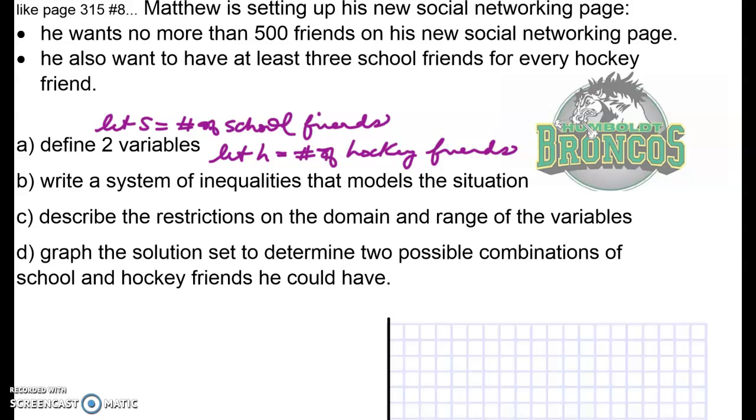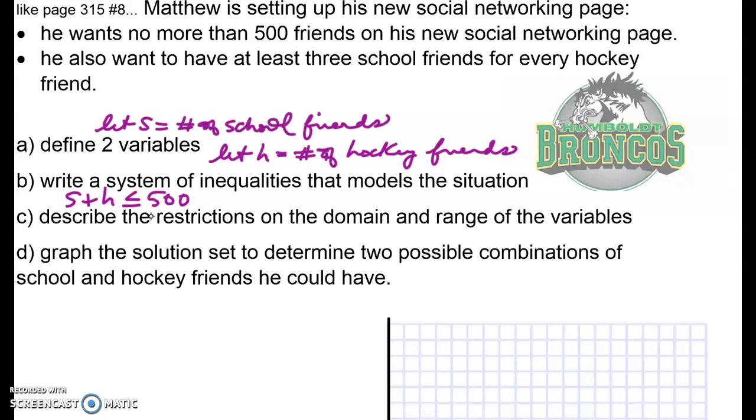Now, normally in questions like this, each inequality is given in its own bullet. So let's look at the first bullet. He wants no more than 500 friends. So together his S friends and his H friends have to be equal or less than 500. So S plus H is less than or equal to 500. Okay, the second bullet then, he also wants to have at least 3 school friends for every hockey friend.